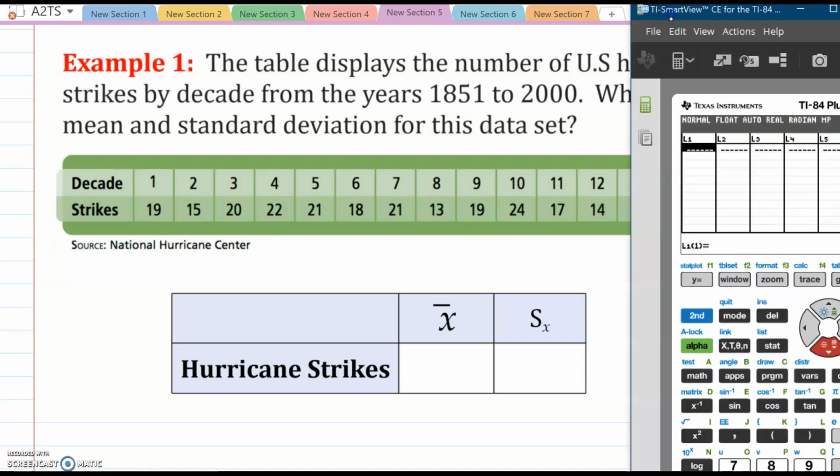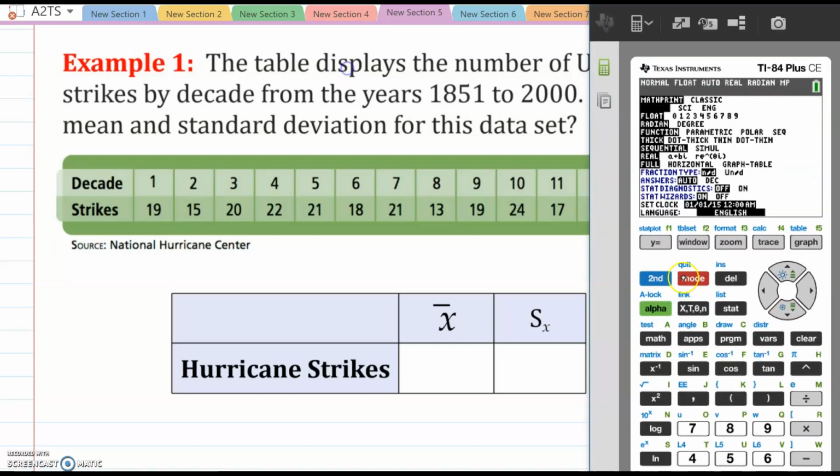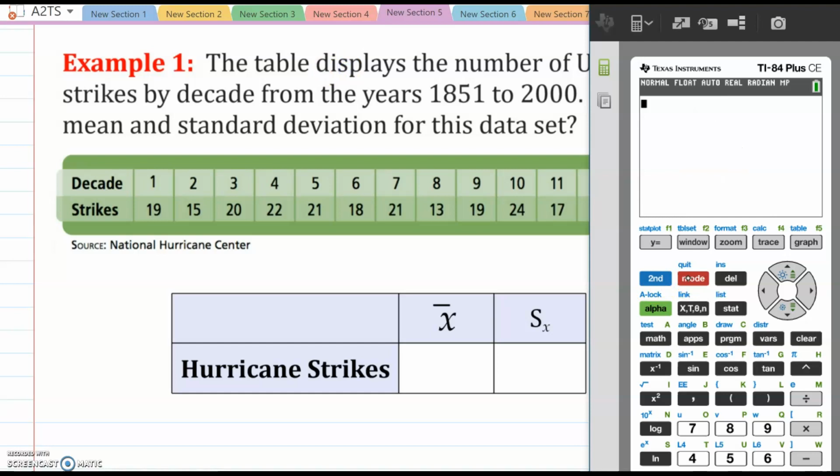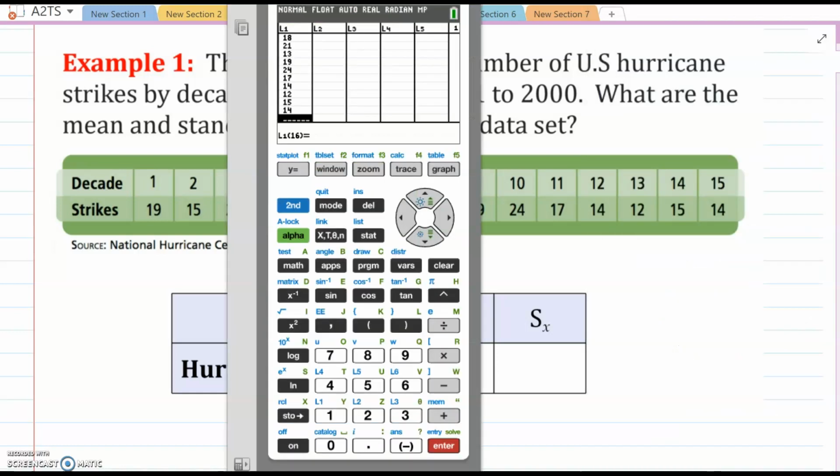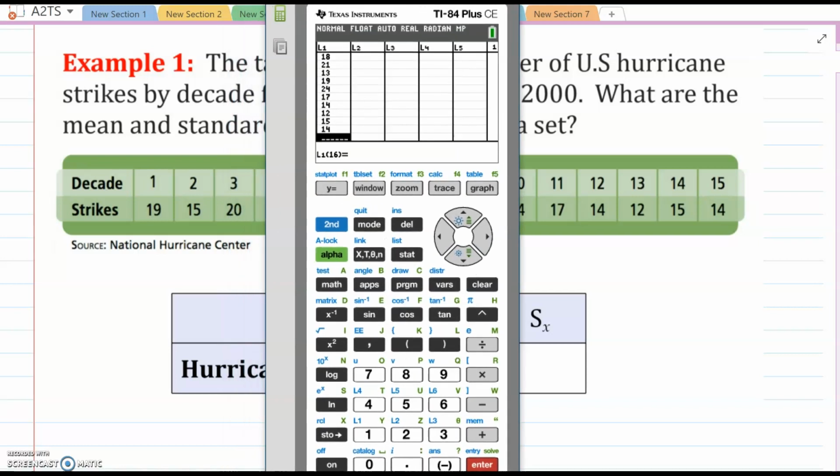So again, for those of you needing to know how I get there, I go to Stat, and now I'm going to go to Edit, and I'm going to enter that information. So take a few seconds and carefully enter the information. Okay, I took the time to enter my values, and now I've got it all there.